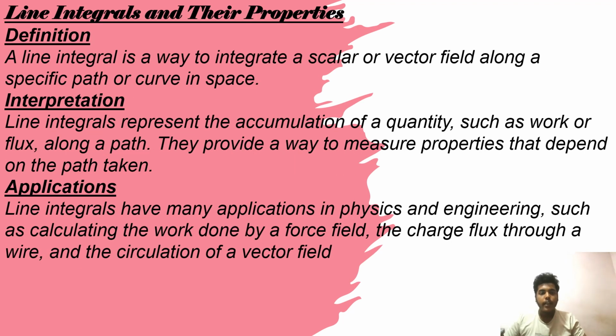Line integrals and their properties. Definition. A line integral is a way to integrate a scalar or vector field along a specific path or curve in space. Interpretation. Line integrals represent the accumulation of a quantity, such as work or flux, along a path. They provide a way to measure properties that depend on the path taken.